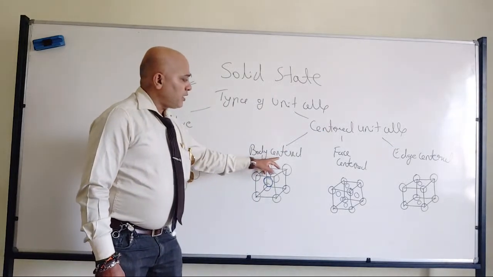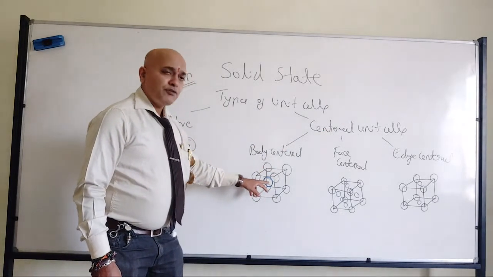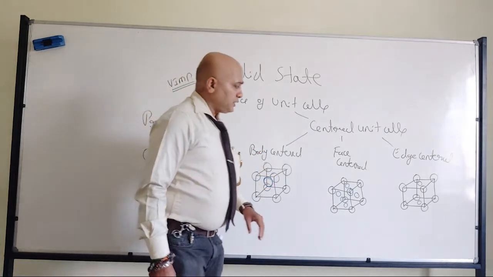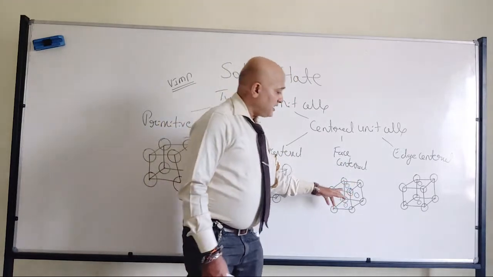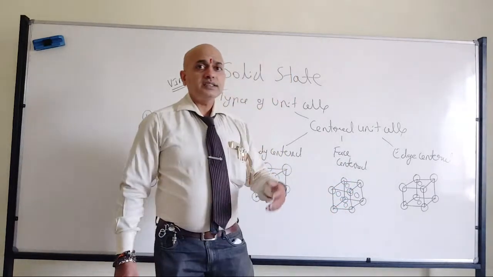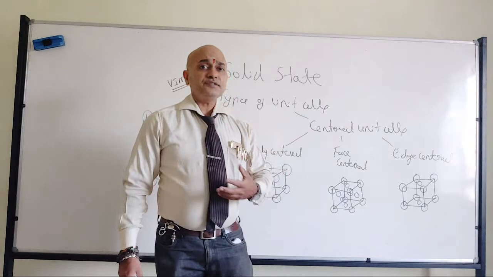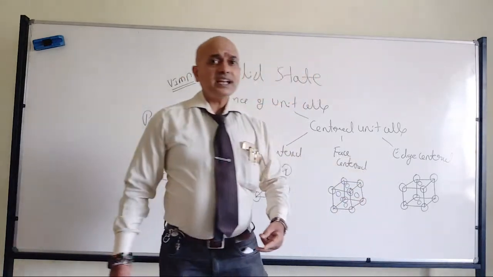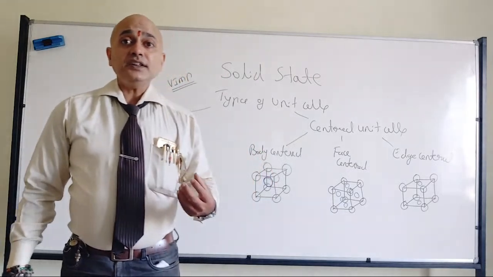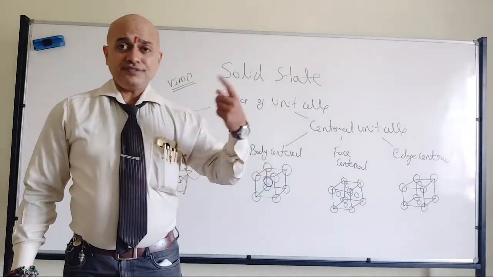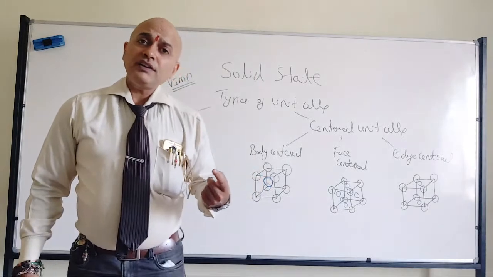So in case of the body centered, we have corner atoms and one atom in the center of the cube. In case of the face centered, all the corner atoms and atoms at the center of each face. And when it comes to edge centered, we have corner atoms along with atoms at the center of any two opposite faces. All of you have understood?